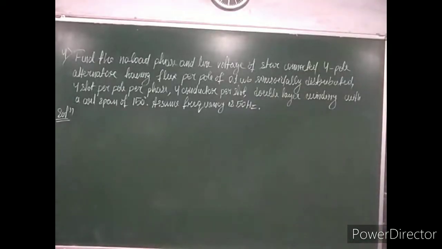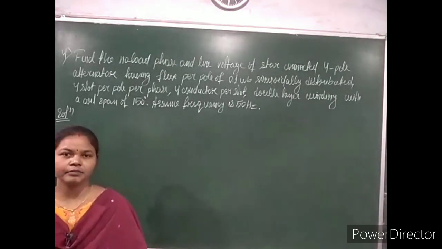Come to the fourth question, students. The fourth question is, find the no load phase and line voltage of a star connected 4-pole alternator having flux per pole of 0.1 Weber, sinusoidally distributed, 4 slots per pole per phase, 4 conductors per slot, double layer winding with a coil span of 150 degree. Assume frequency is 50 Hz. Here our question is to find EMF generated per phase and also line EMF generated.